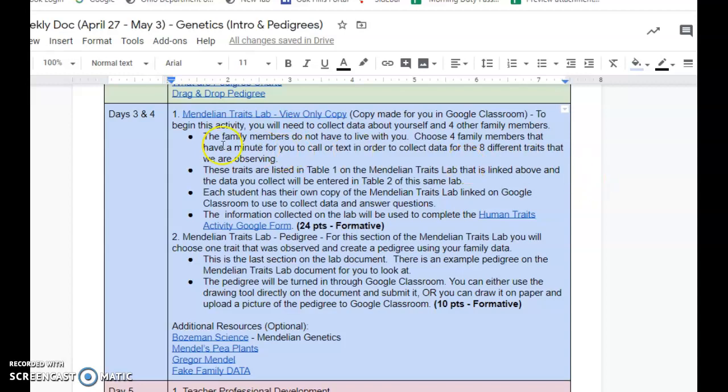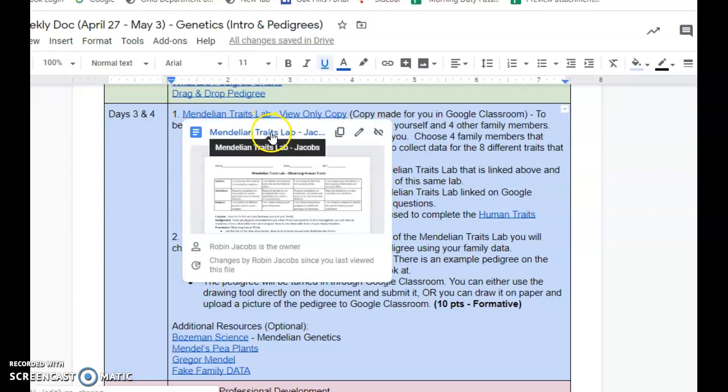So this is called the Mendelian Traits Lab, Mendelian Traits. So Mendelian traits are just one gene, one trait sort of thing. Most of our traits are not Mendelian traits, but they're ones that are easy to see.